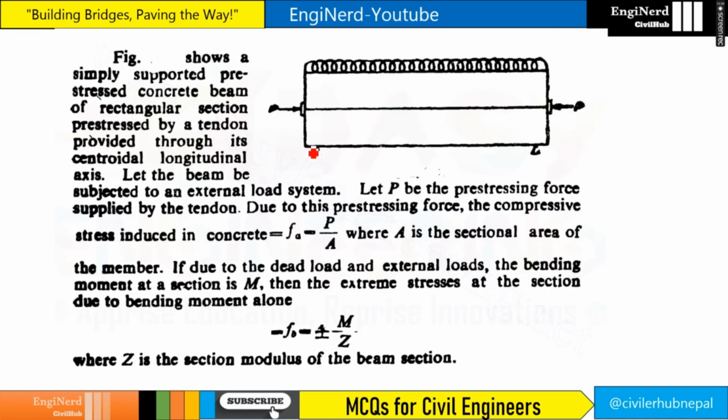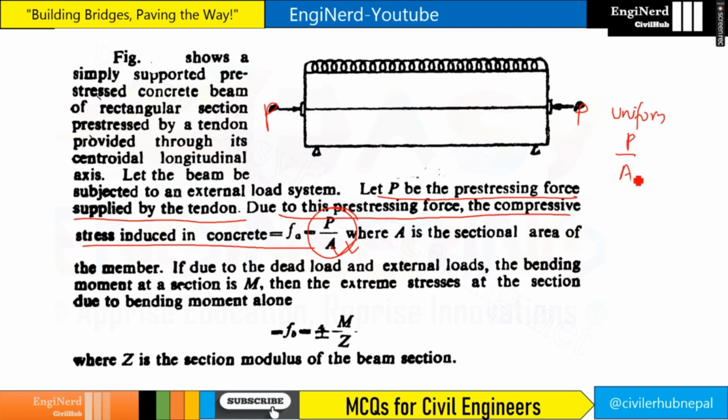You can see here, if this is the beam and this is the force applied, then let P be the prestressing force applied by the tendon, and due to this prestressing force, the compressive stress induced in the concrete is P by A. So if this is P and this is P, then the compressive stress induced is uniform, and it's P by A. So it's like this, right? Like this, uniformly, right? P by A.